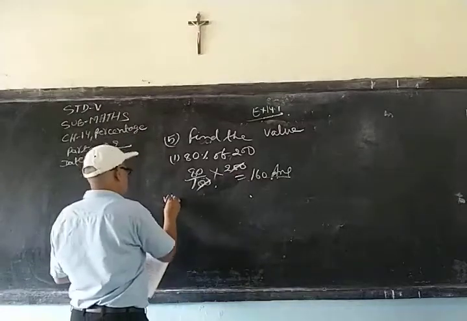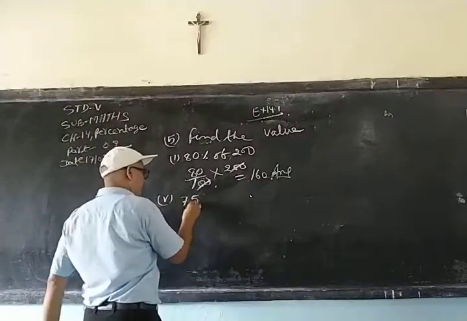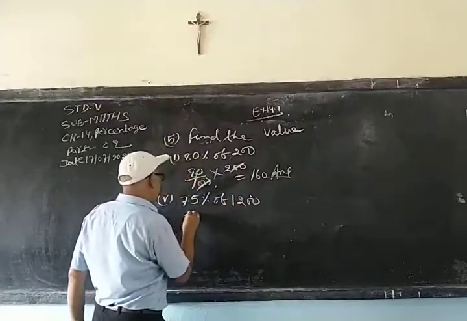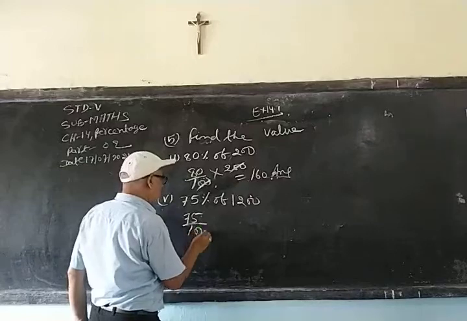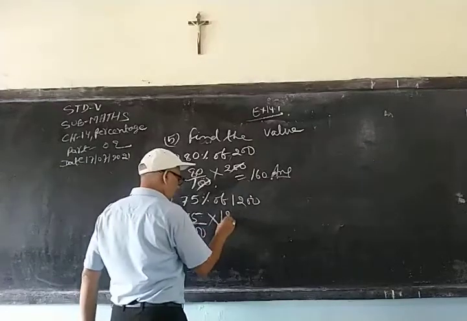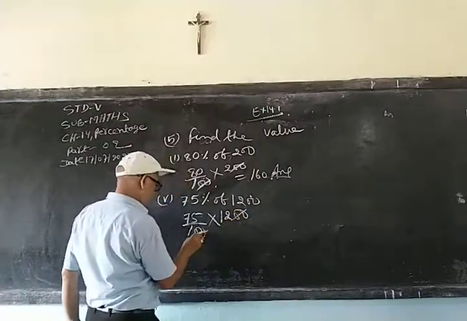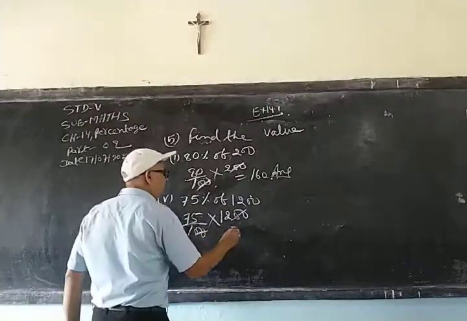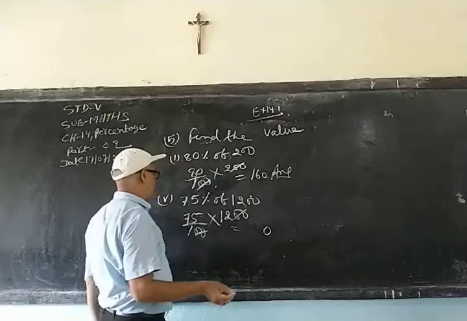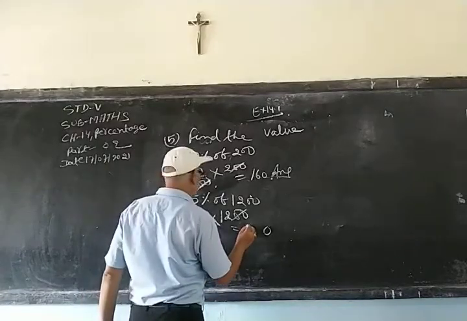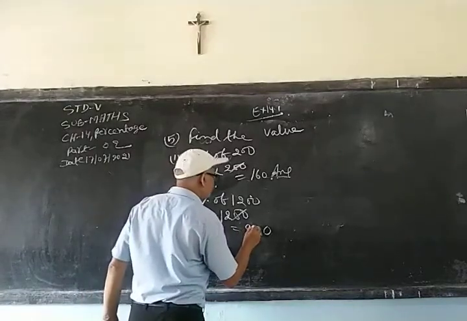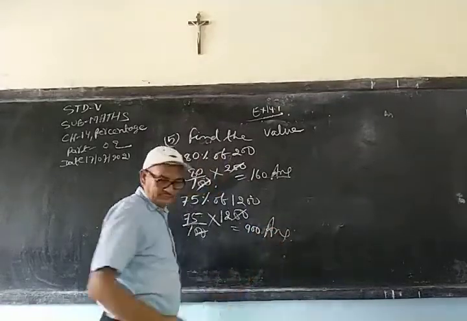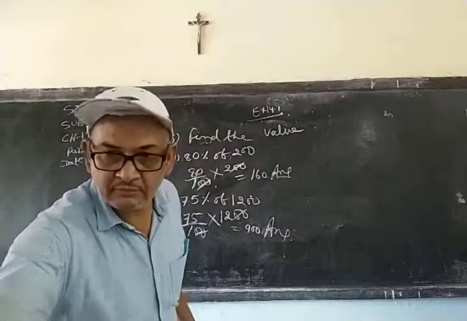Now the fifth one, 75% of 1200. So 75% means 75 by 100, of means into 1200. Now multiply 12 into 75, 900 is there. It is clear. Fifth done.